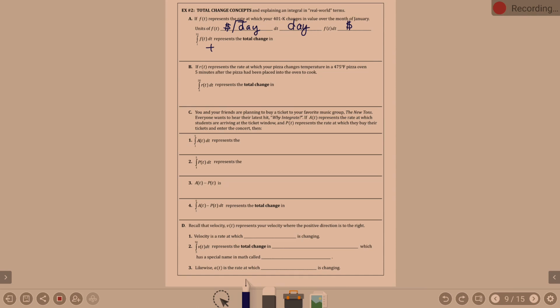So the value of your 401k in dollars for the month of January.